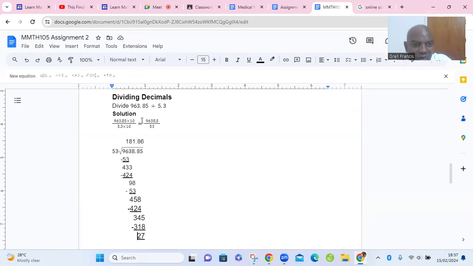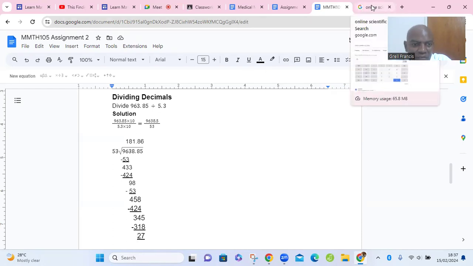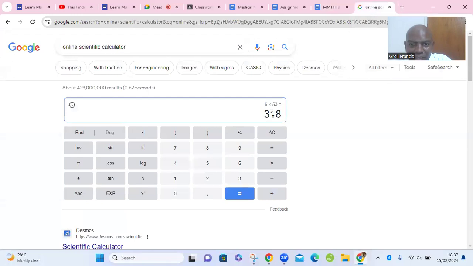Let's see if this is correct. 963.85 divided by 5.3, moment of truth. 963.85 divided by 53 will give us 181.185. So that is the remainder.